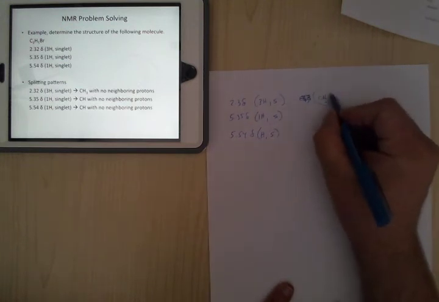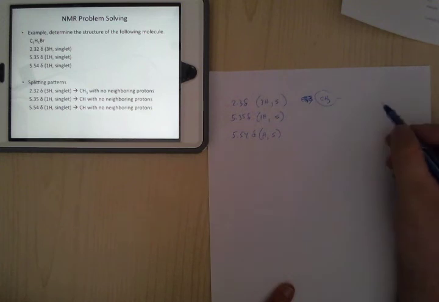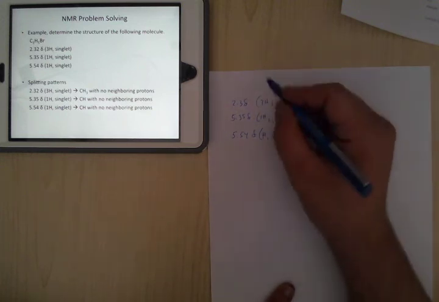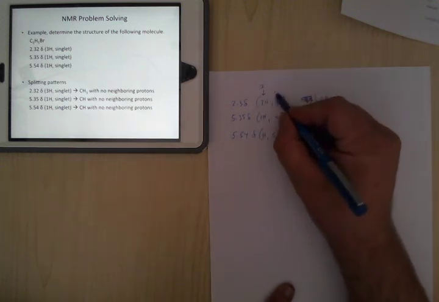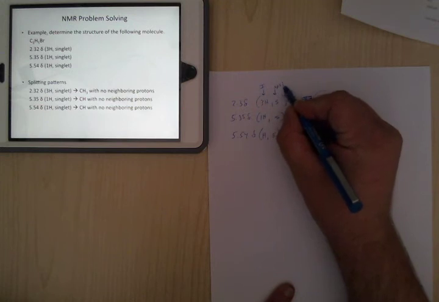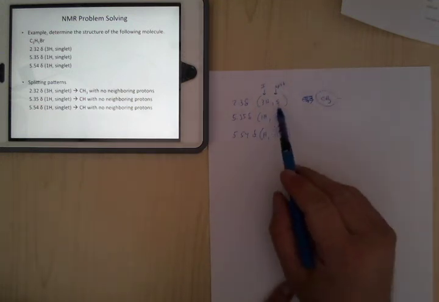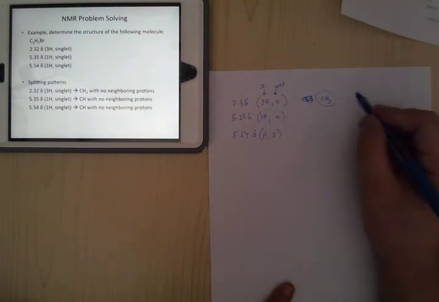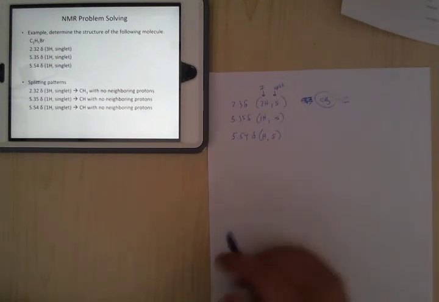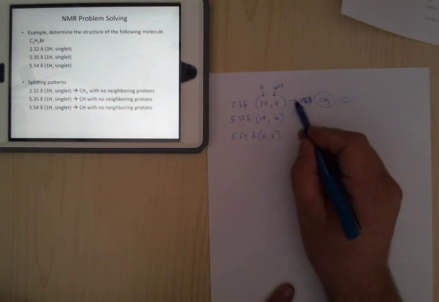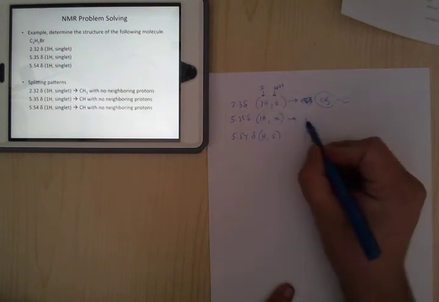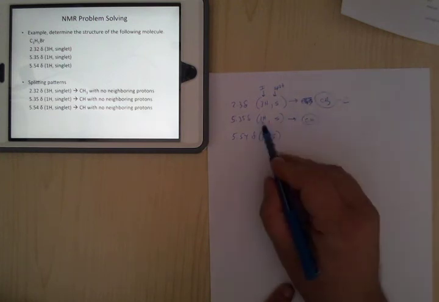CH3, okay. Now, what's next to it? Okay, so that tells you, this is the integration, right? This is the split. This tells you how many are on your carbon, in theory. This is how many neighbors it's got, right? So it doesn't have any neighbors. It's C. Okay, so this guy here, this is a CH, right? That's what that's telling you.